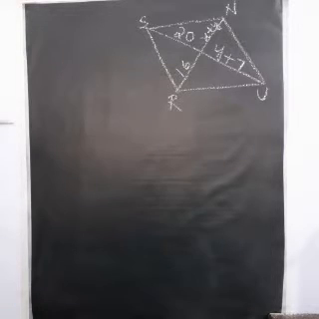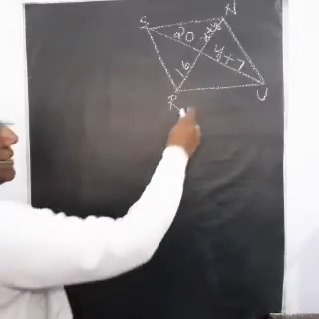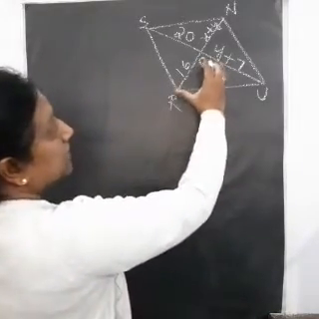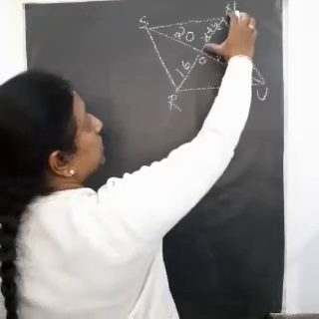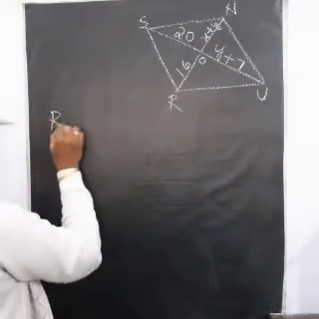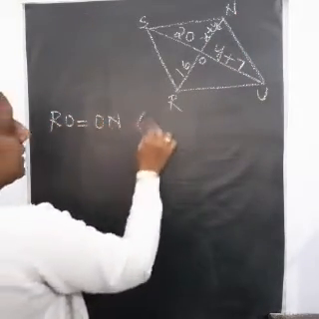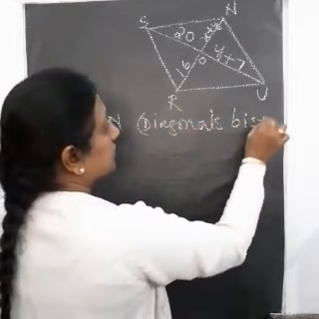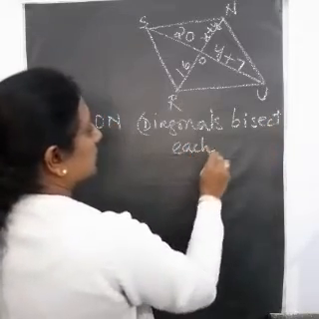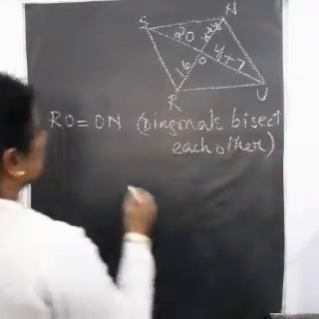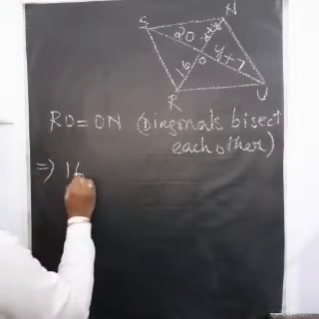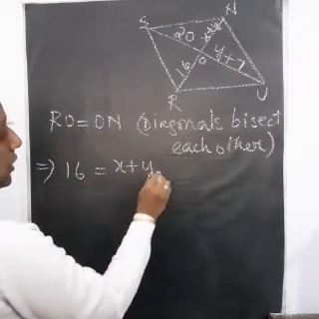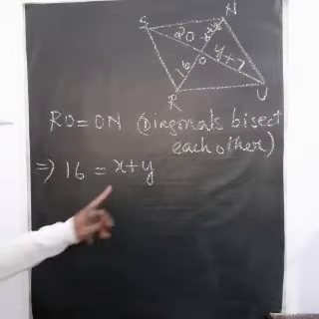Now what is the property of a parallelogram using diagonals? Diagonals bisect each other. So in that case, if I mark this as O, if it is bisecting, RO is equal to ON, isn't it? That is RO equal to ON. Why? Diagonals bisect each other. So that implies RO is 16, equal to x plus y. This is one equation.